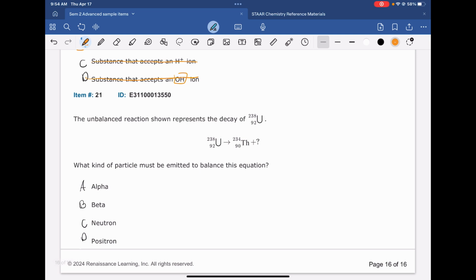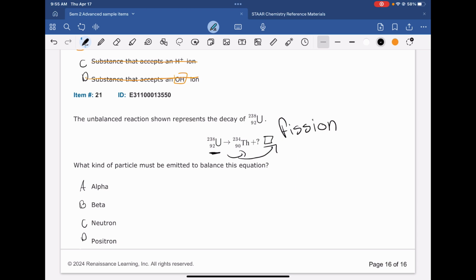Question number 21 says, the unbalanced reaction shown represents the decay of uranium-238. What kind of particle must be emitted to balance this equation? Okay, so we know that uranium-238 is an isotope, and we know that this reaction is going to be a fission reaction because we have a larger atom that is splitting into one, and we'll find the second one, but two smaller atoms, okay?